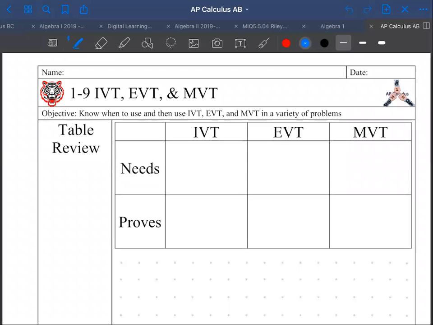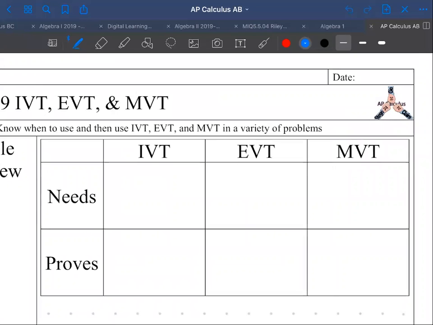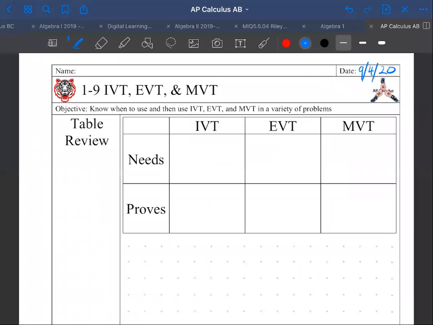We are on lesson 1-9 for AP Calculus using iPad today. Today's date is Friday, September 4th, 9/4/2020. Man, writing with an Apple Pencil is way nicer than using my $80 little tablet.